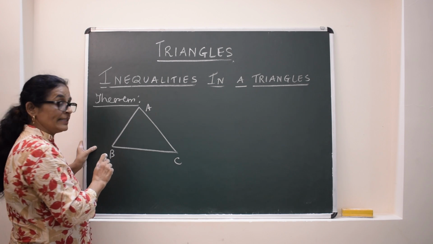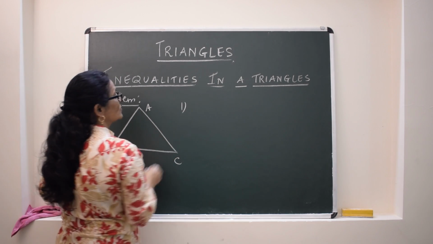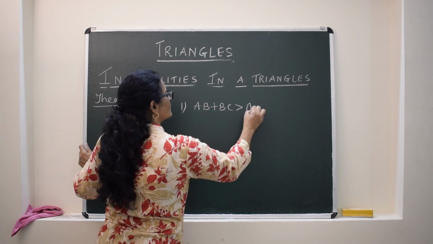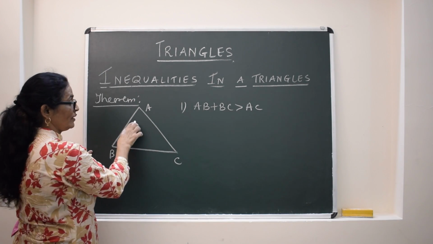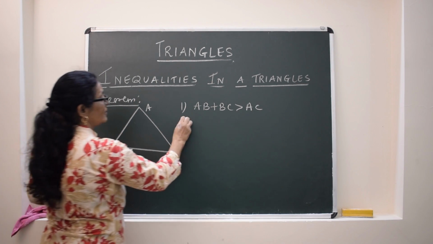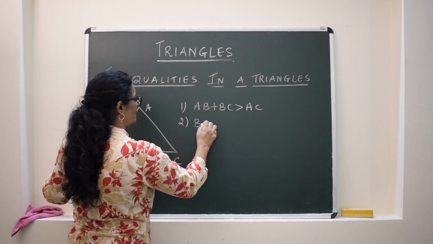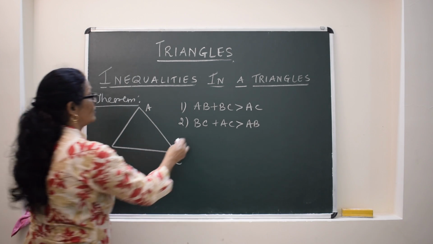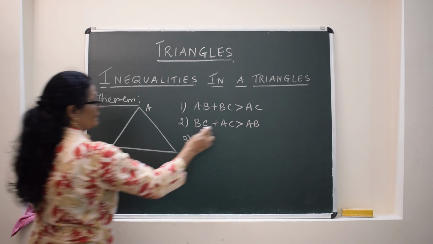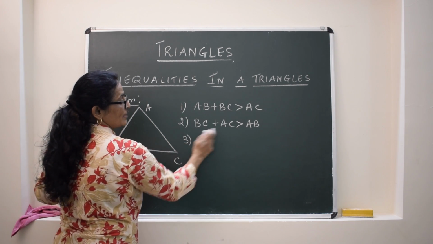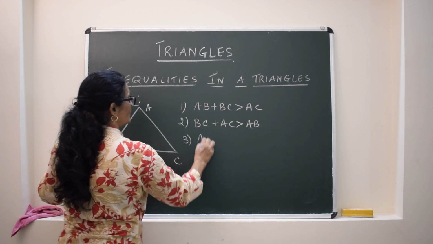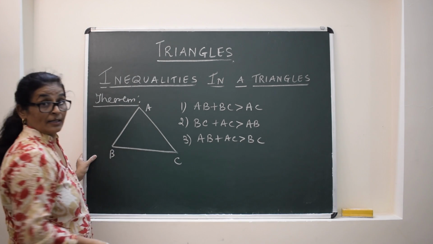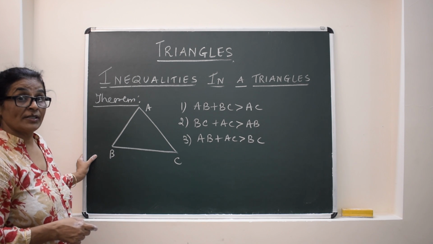If you are writing in terms of the sides, then the result of this theorem is: first, AB plus BC is greater than AC, or BC plus AC is greater than AB, or third part, AB plus AC is greater than BC. Directly, if you want to write in this form, you can.